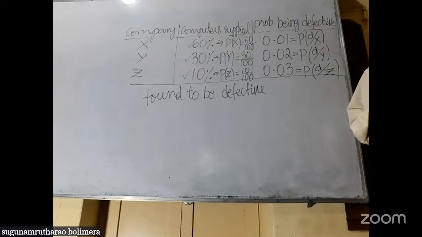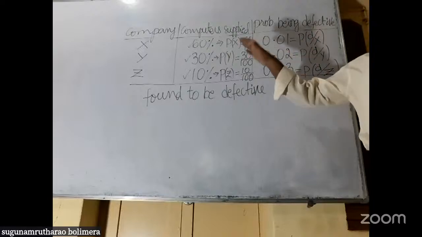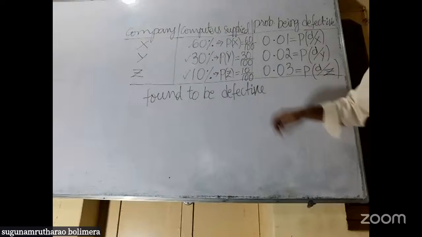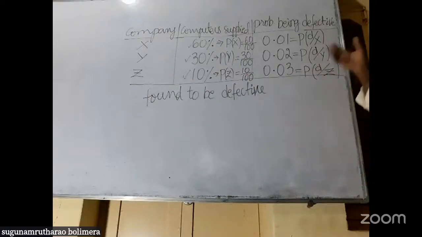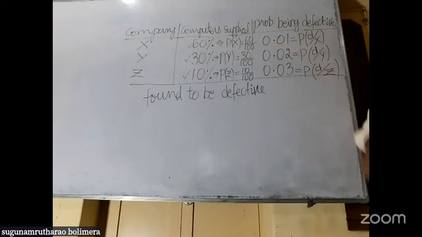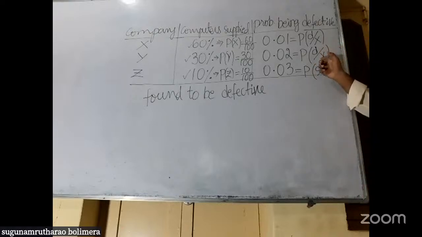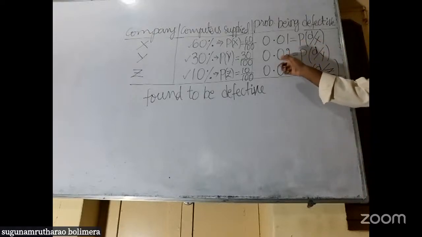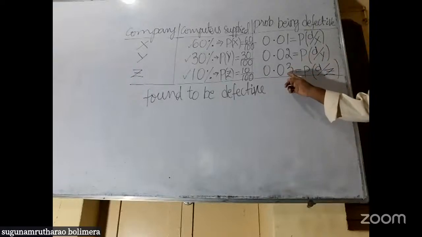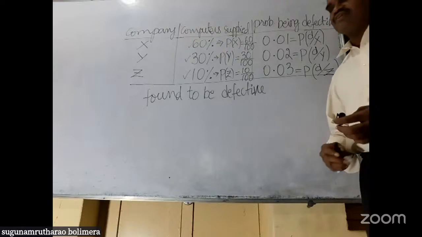For the given data, P of X we have written, P of Y we have written, P of Z we have written. We have identified P of D given X. Among those X supplied, the probability of defective computers is 0.01. Similarly, among those Y supplied, it is 0.02. Among those Z supplied, the probability of being defective is 0.03. Okay? So now what can you say?